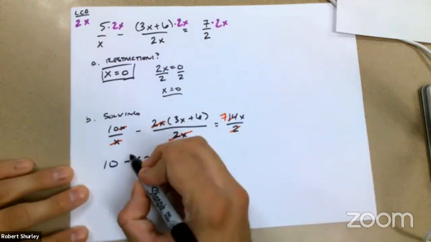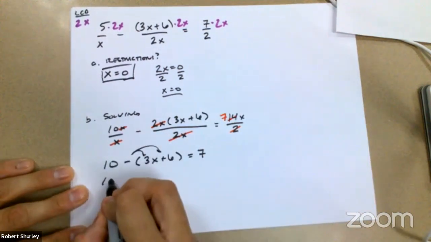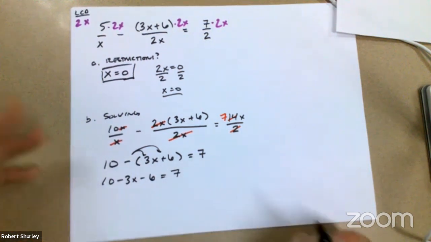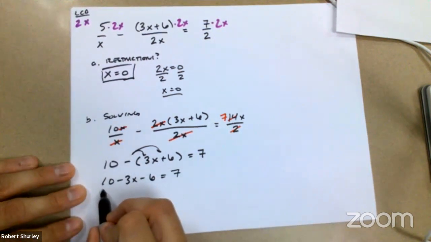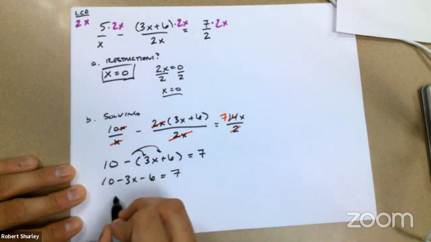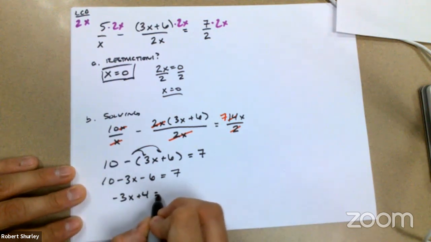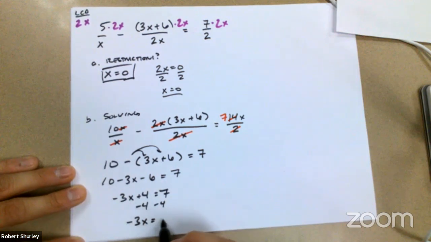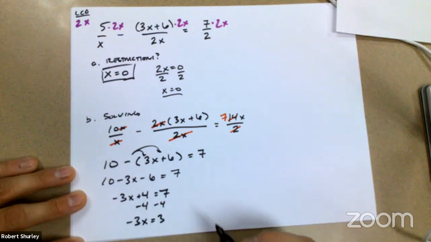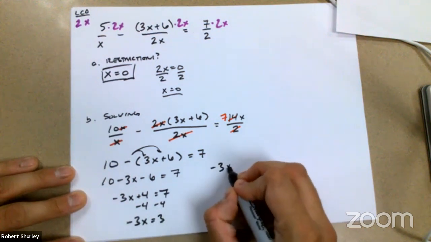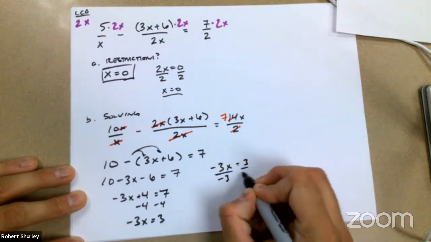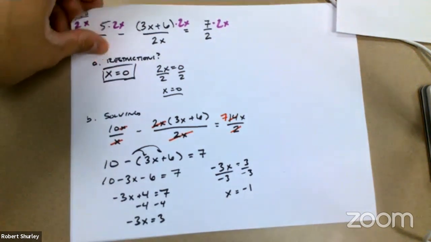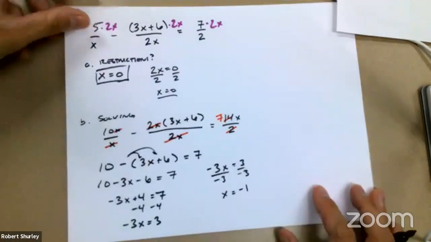Okay, great. So let's distribute the negative in. So I get 10 minus 3x minus 6 equals 7. And then I just have to solve it out, right? So 10 minus 6, that's going to be 4. Subtract the 4. I wind up with negative 3x equals 3. Now, write that over here. Negative 3x equals 3. Divide by negative 3, and I wind up with negative 1, right? Let's see if it's bleeding over a little bit. So I wind up with negative 1.